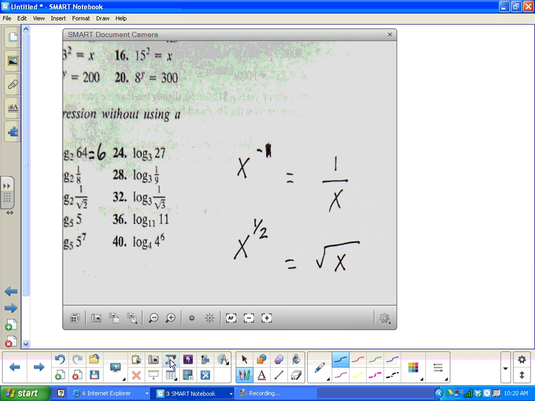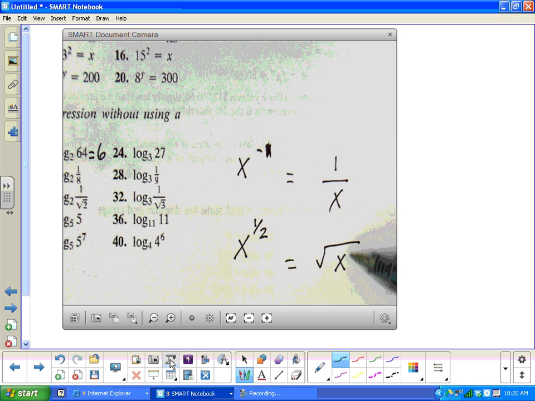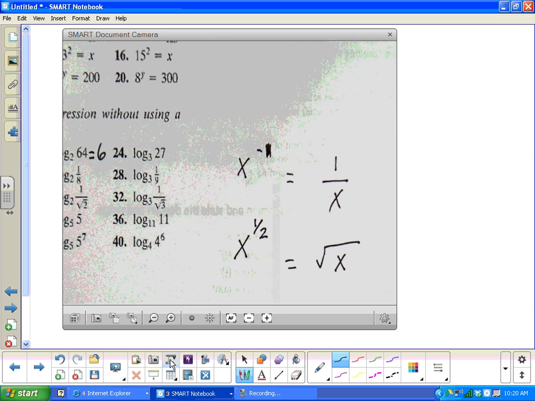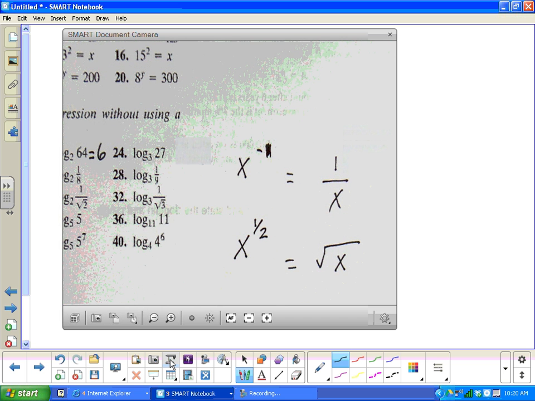Square root of x. You remember what happens: the denominator is the index, and in a square root the index will be understood 2, and the numerator is the exponent, which is an understood 1. So if I say something to the 1/2 power, it really means the square root of that, doesn't it? If I were to ask you what's 25 to the 1/2 power, it's just 5, because 25 to the 1/2 power really means the square root of 25.